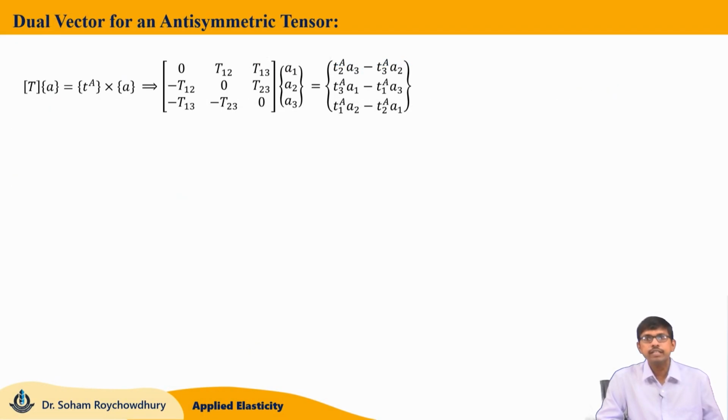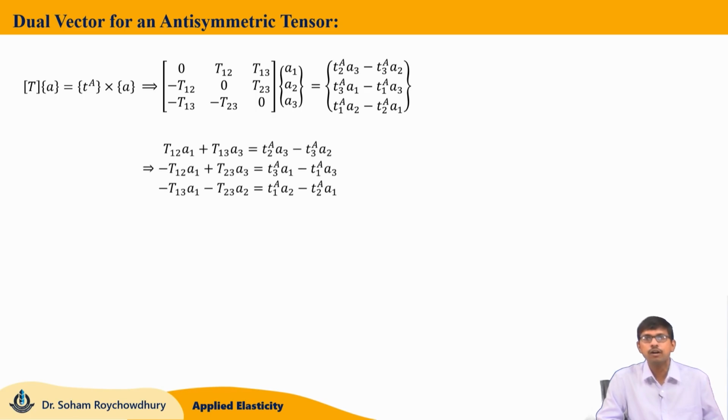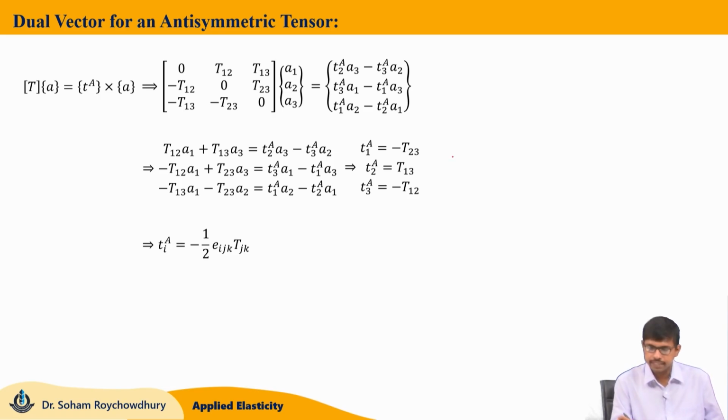So, using this equation, the components of the antisymmetric tensor are related with the components of the corresponding dual vector. Now, this equation can be simplified on the left hand side by taking the product of this T matrix and the A vector, and then in the index notation this can be written as T_i^A. The ith component of the dual vector equals minus half of permutation symbol Eijk Tjk. So, simplifying this expression, we get these three components of the dual vector.